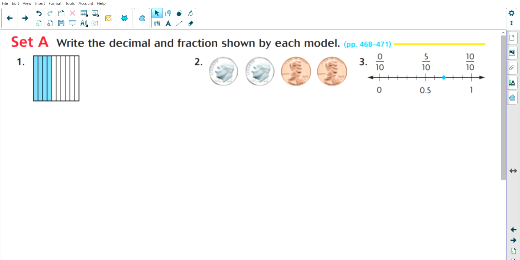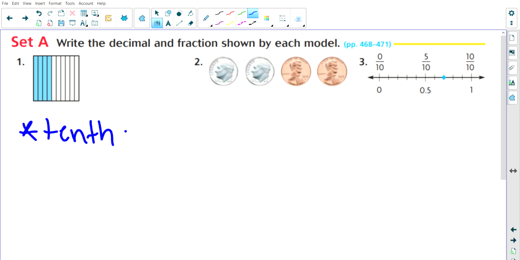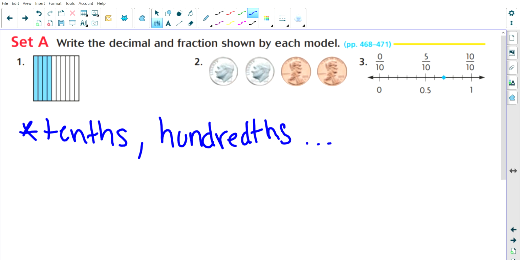All right, class, so we're going to start work on set A, write the decimal and fraction shown by each model. So this is how we started our chapter. This was a while ago now, so it's okay if you're feeling a little rusty. That's why we're going to practice today. So we write decimals that are in tenths, hundredths, thousandths, etc. Okay, so if they are not in tenths, hundredths, thousandths, then you need to get them in that position. These are called numbers that are in base 10. So if it is not a base 10, then we have to do some work with the fraction. I just wanted to remind you of that before we get started.